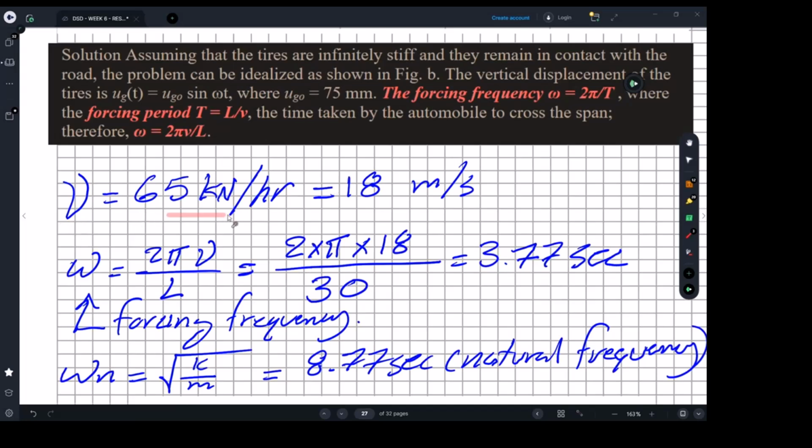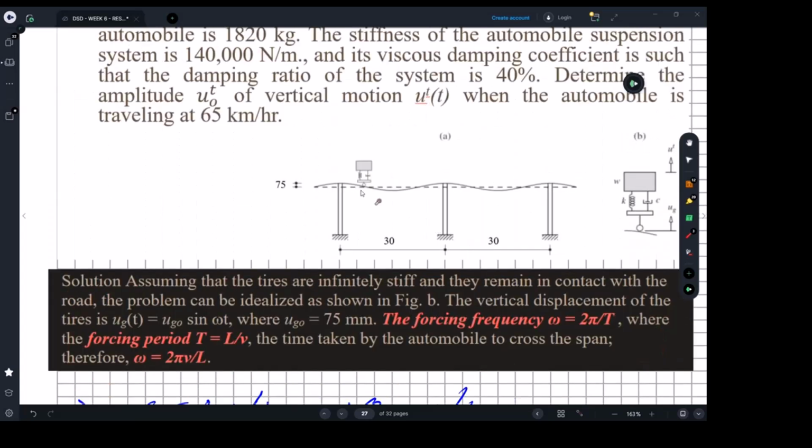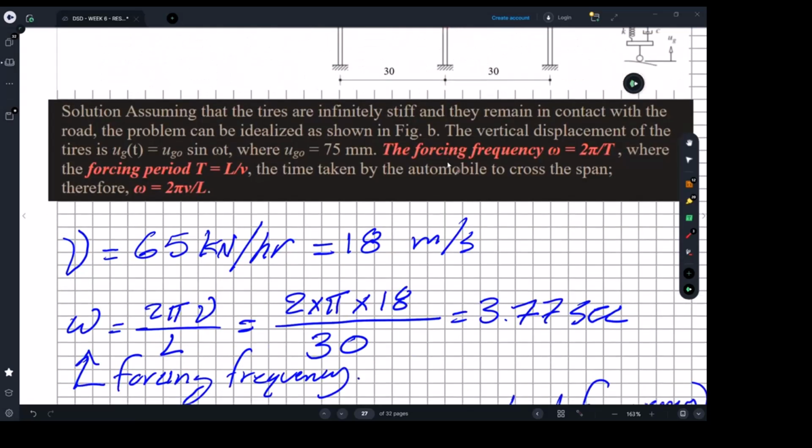So we all know the speed is 65 km/h, I think it should be kilometers, not kilonewtons. Yeah, so we all know this is not kilonewtons. And then I've converted this into meters per second. That's just a unit change. Then the forcing frequency can be simply measured based on what we briefed you here about. We are able to set up this relationship because it gives me that the vehicle will travel from this point to this point in 3.77 seconds.